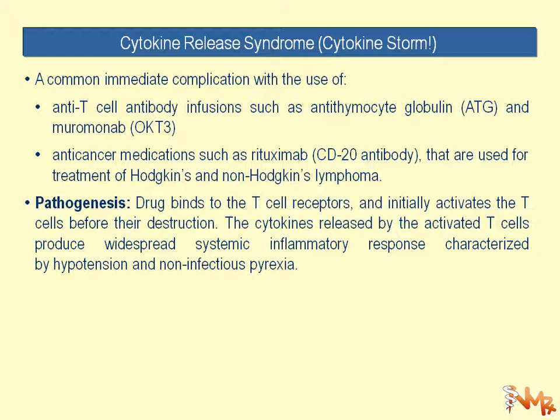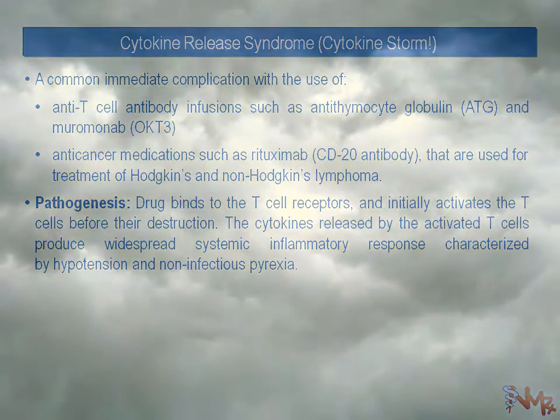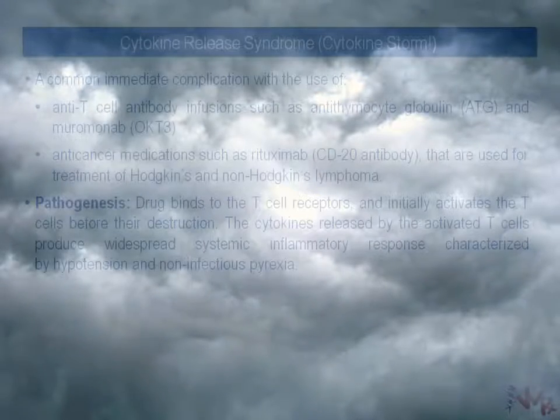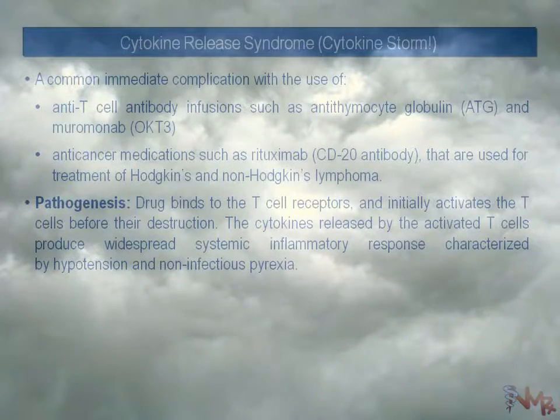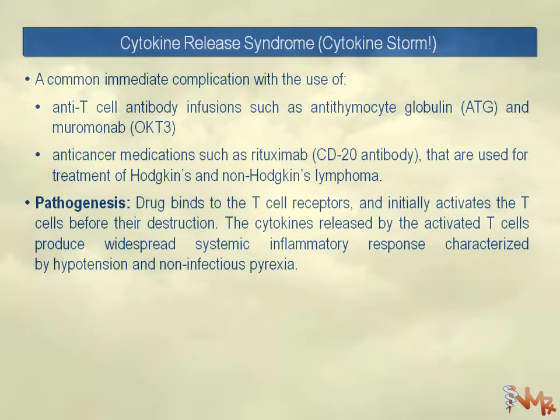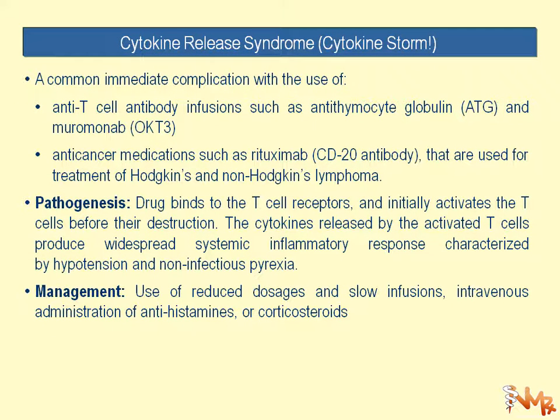Pathogenesis of cytokine release syndrome is based on the fact that this drug binds to T-cell receptors. However, initially, it activates the T-cells before destroying the T-cells. The cytokines released by activated T-cells during the initial phase produce a widespread systemic inflammatory response characterized by hypotension and non-infectious pyrexia, fever. How do you manage this? You need to use reduced dosages.